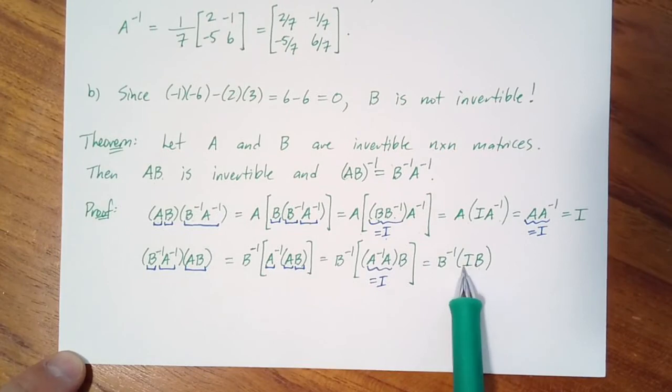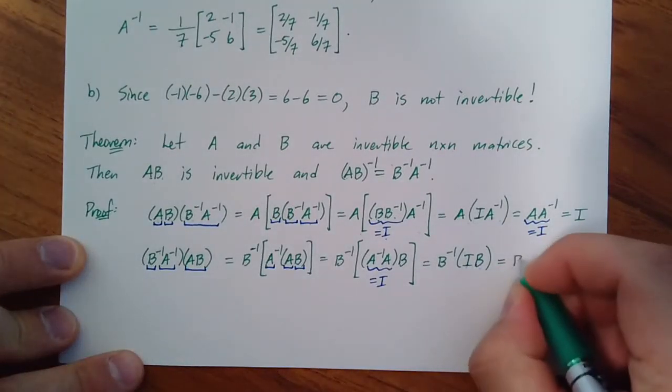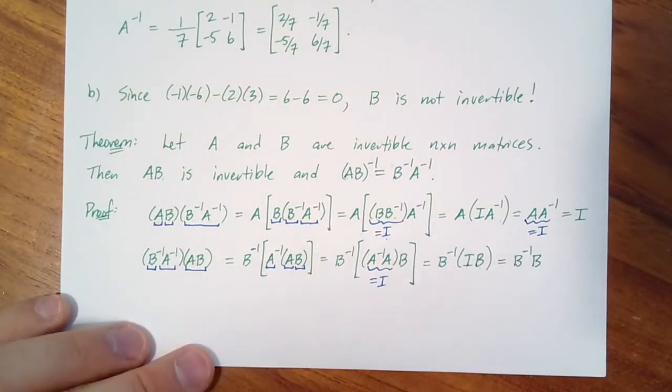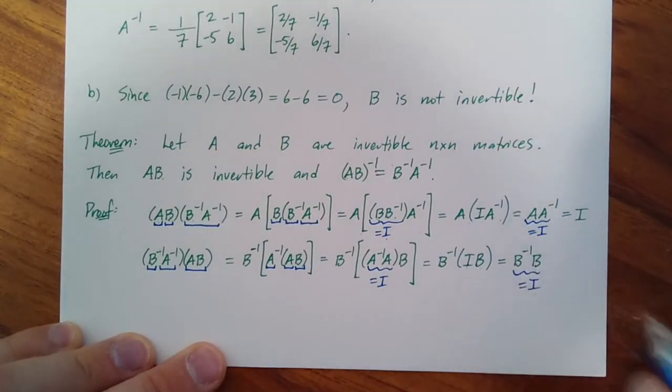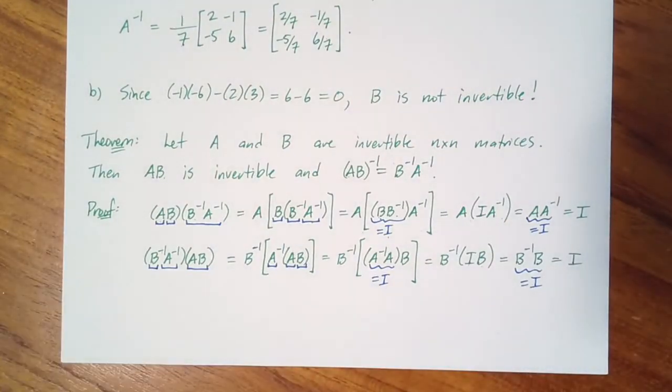And this product, the identity times B, is just going to be the matrix B, so finally you just end up having B inverse times B, and then last step, right? Any matrix times its inverse on either side is just going to be the identity matrix. And then we finally get the identity matrix for our main result.